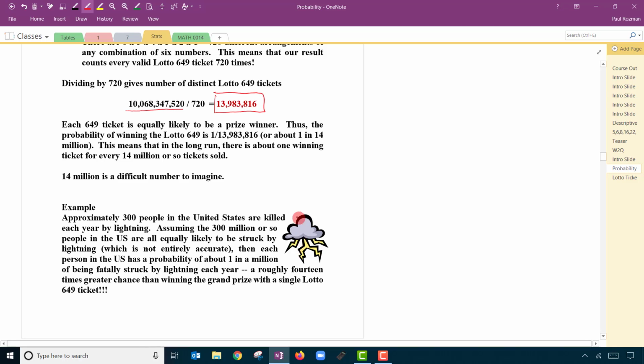And I mean, this is an example of biased statistics here, because not everyone in the United States is equally likely to get hit by lightning. Certainly, certain regions of the country are more prone to lightning, etc. Or certain regions are maybe more prone to people sticking their golf club up in the air during a lightning storm. But just to get an overview of what a 1 in 14 million chance is.